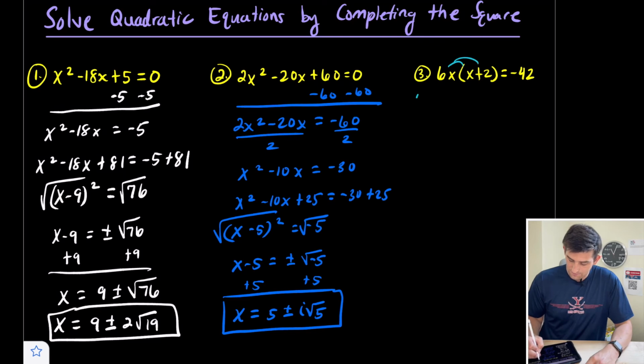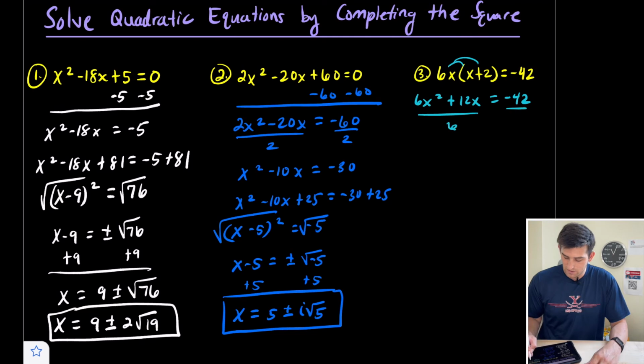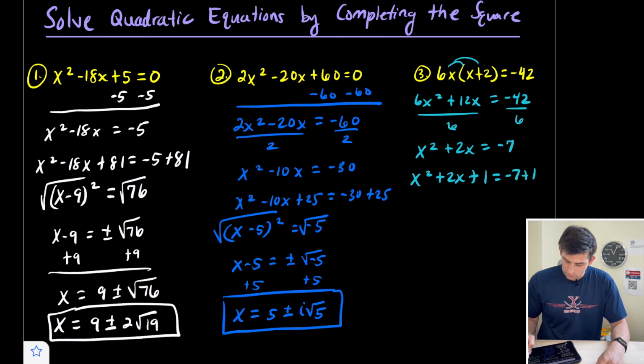So we have 6x squared plus 12x is equal to negative 42. Before we can complete the square, we need to divide everything by 6, because remember, a needs to be 1. So we have x squared plus 2x is equal to negative 7. Now we're able to complete the square. So x squared plus 2x plus, b is 2, 2 divided by 2 is 1, and 1 squared is 1. So we add 1 to both sides.